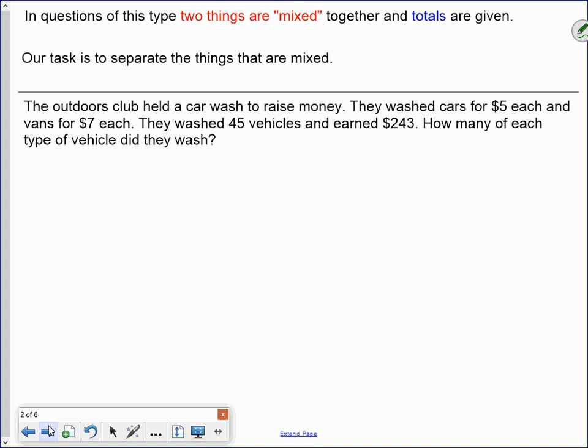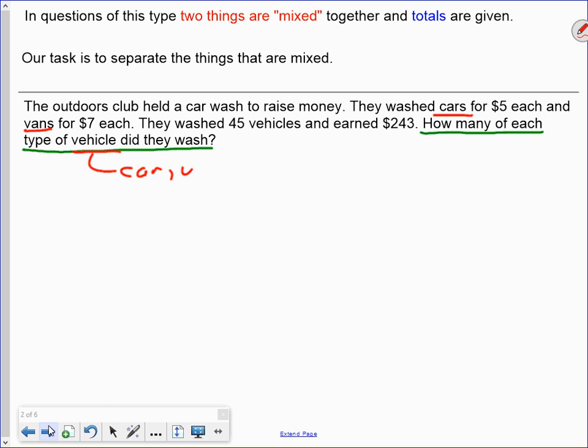So first off, let's identify what they're actually asking us here. How many of each type of vehicle did they wash? So this gives us a clue as to what our variables are going to be, because usually we pick our variables to be the answer to the question that has been asked here. So when they talk about two types of vehicles, what are the two types of vehicles in this question? Well, there are cars and there are vans. So these are our two types of vehicles that have been mixed together, cars and vans.